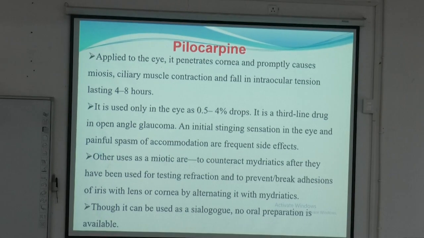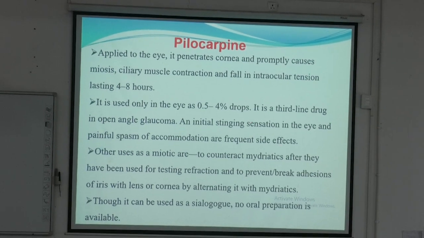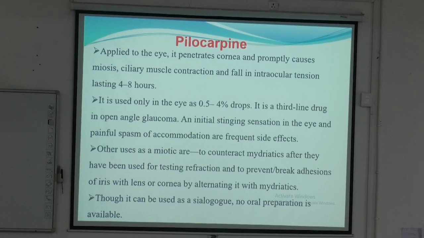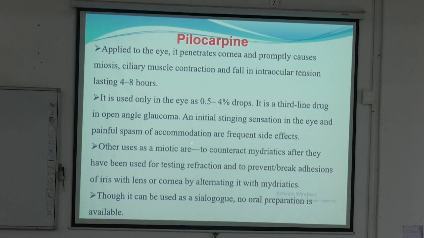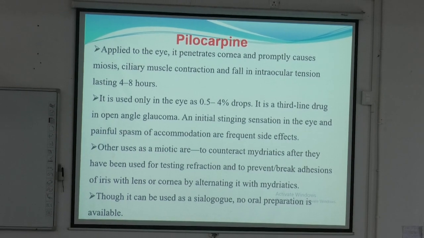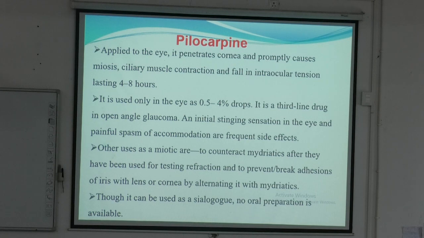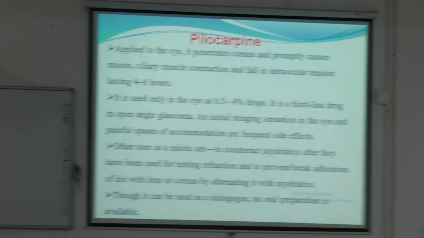It is only used in the eye as 0.5 to 4% drops, but it is used as a third line drug in open angle glaucoma because a stinging sensation in the eye can occur. It burns a lot, stinging sensation and painful spasm of accommodation occurs. The accommodation reflex of the eye is compromised. That's why this is used lastly, if other drugs don't work.